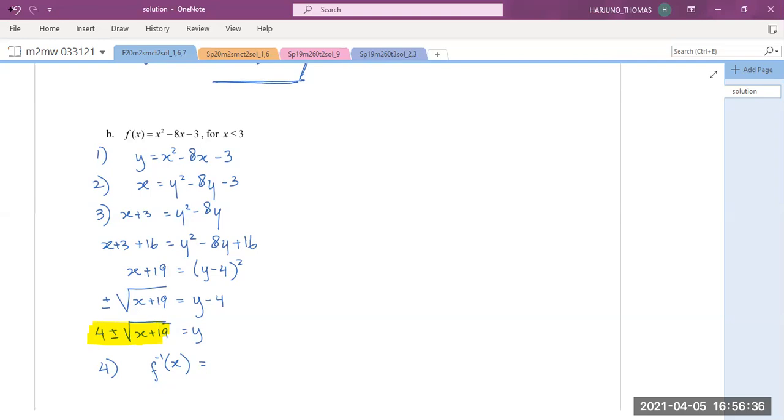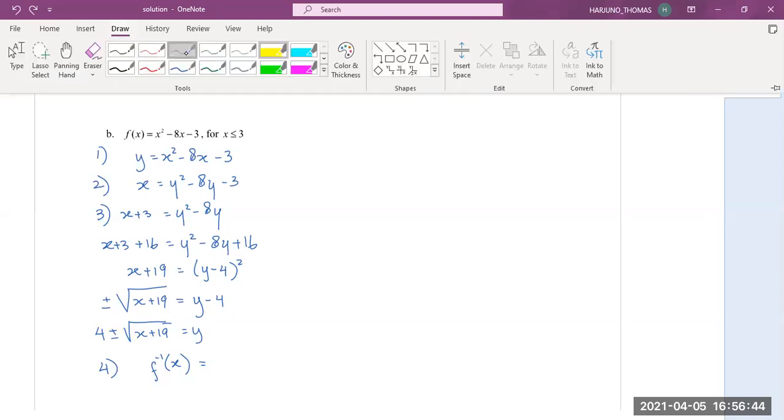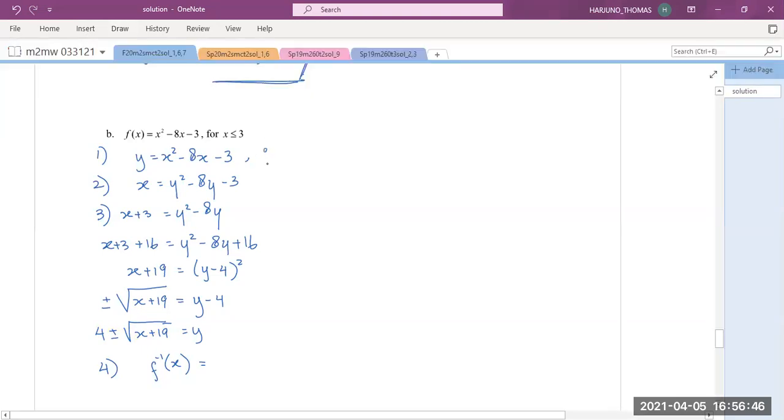Then where does it go wrong? The restriction, okay? The restriction. Because we didn't write down the restriction, right? When we swap, the x becomes y and y becomes x, then we have this new restriction for the y here. So you need to keep on writing it though.